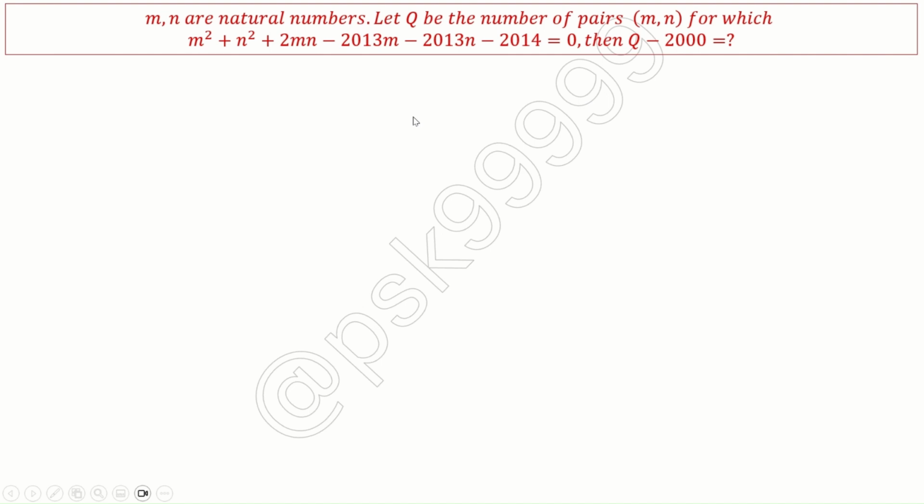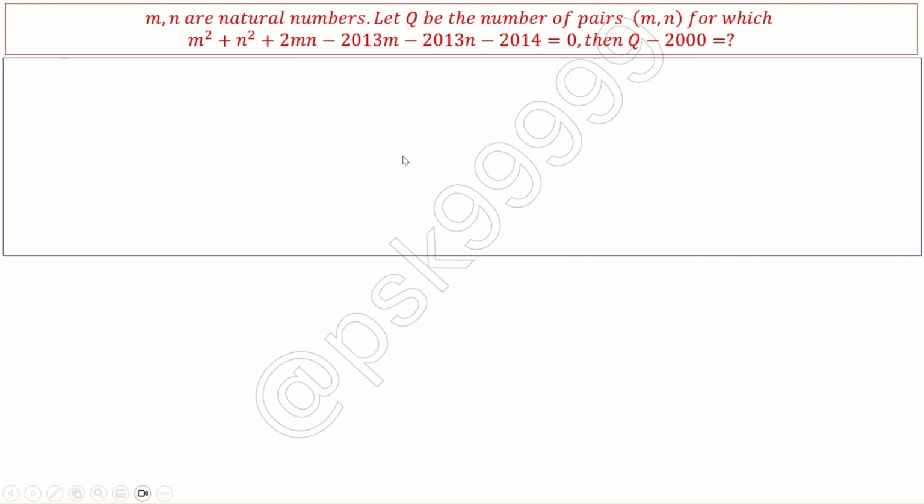So this problem looks okay, but we cannot immediately understand how to attack it. Look at this: m square plus n square plus 2mn, you can actually make it (m plus n) whole square, and then you can take m plus n common here, correct? So you can establish an equation easily. Let's see that. This is the given equation.